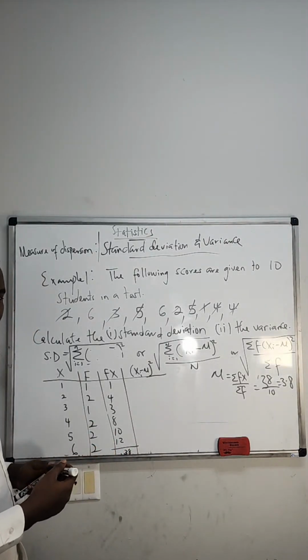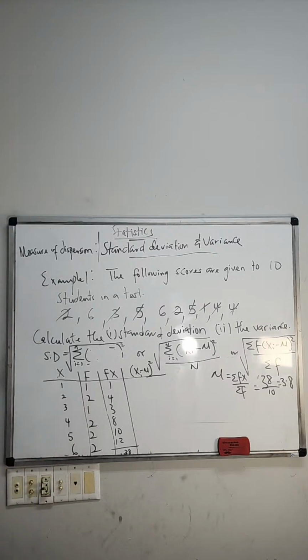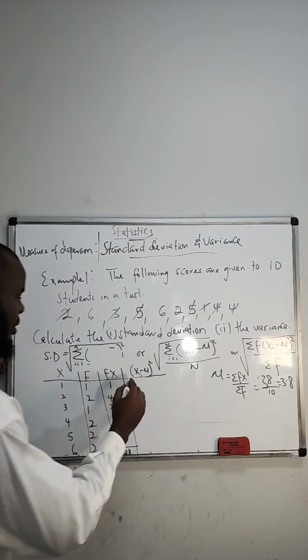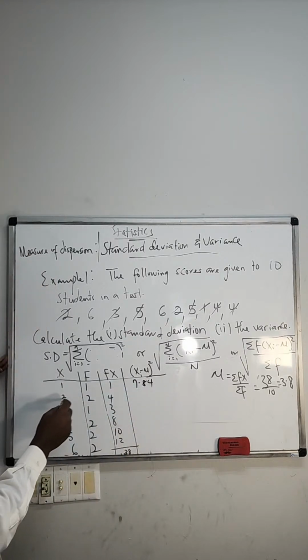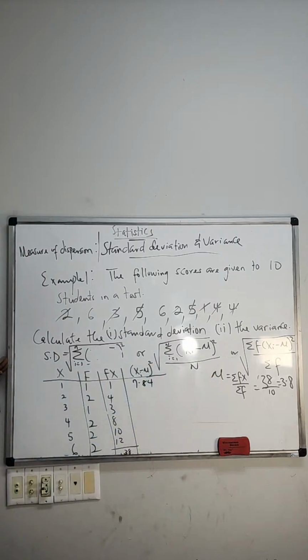With the calculator, 2.8 squared is 7.84. The negative goes away. So 2 minus 3.8 should be negative 1.8. 1.8 squared is what?